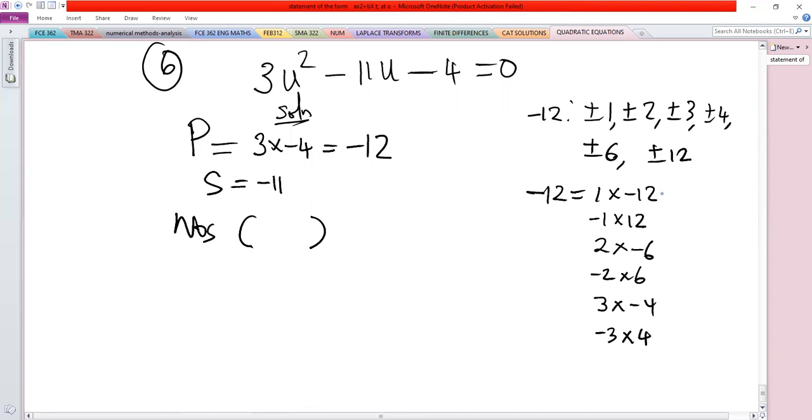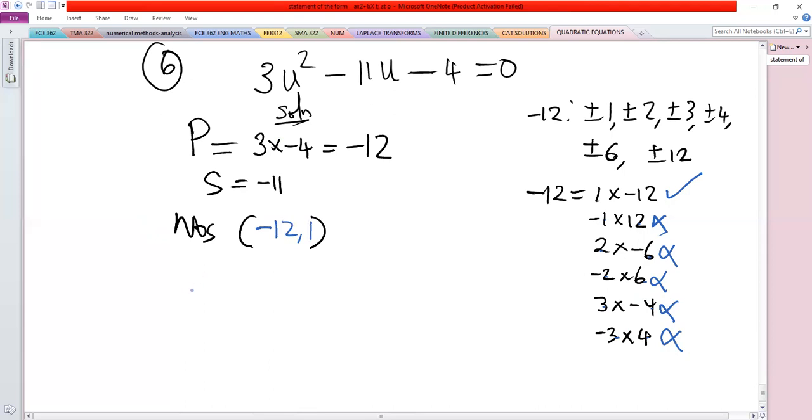So 1 plus minus 12 is minus 11, so that will work. Minus 1 plus 12 is positive 11, so this cannot work. 2 plus minus 6 is minus 4, this cannot work. Minus 2 plus 6 is 4, this will not work. 3 plus minus 4 is minus 1, this cannot work. Minus 3 plus 4 is 1, this will not work. So there will usually be only one pair that will work. So here we have minus 12 and 1.